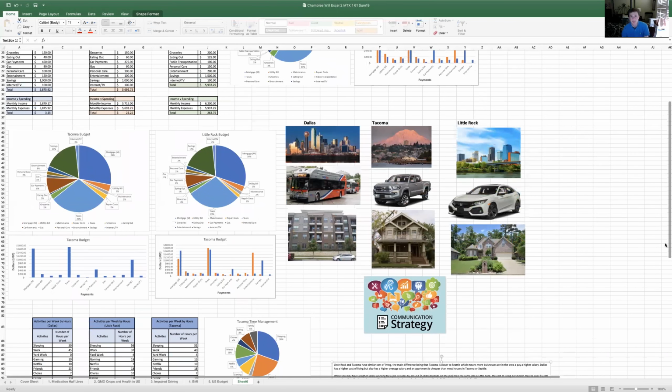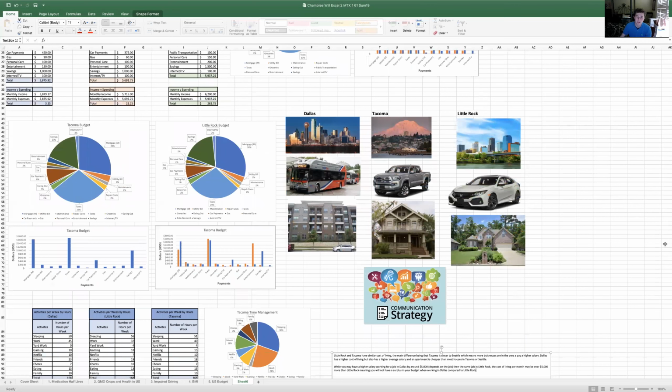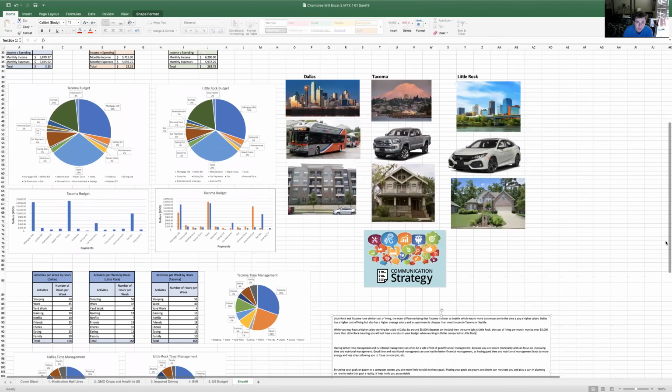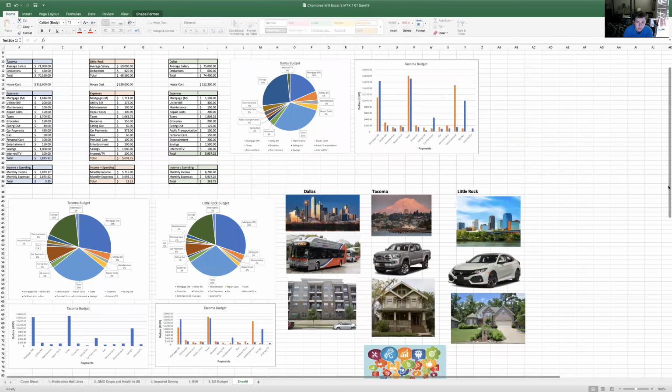That's the cost of living. So sometimes having a higher cost of living but earning a higher salary can be better for you. Other times it means you're not going to have as much of a surplus. I ended up doing a bar chart as well.